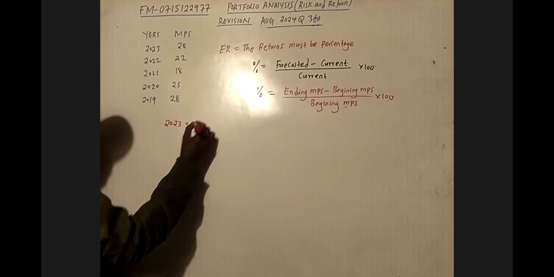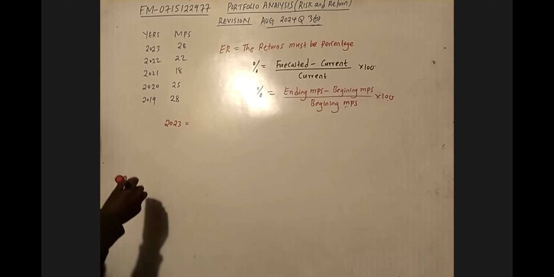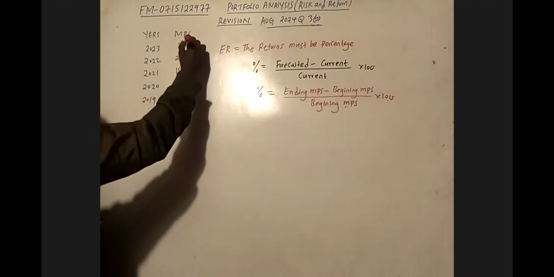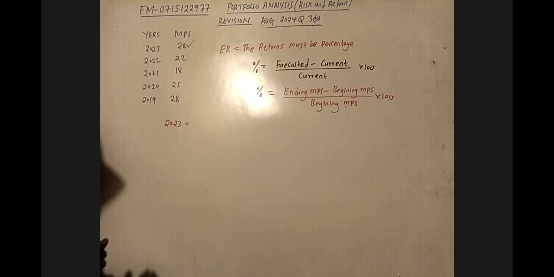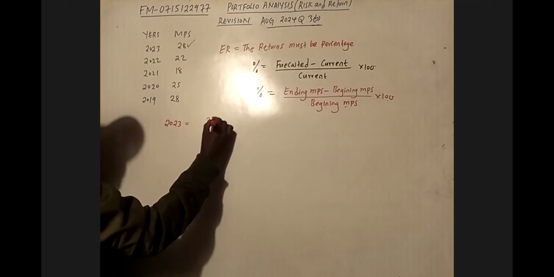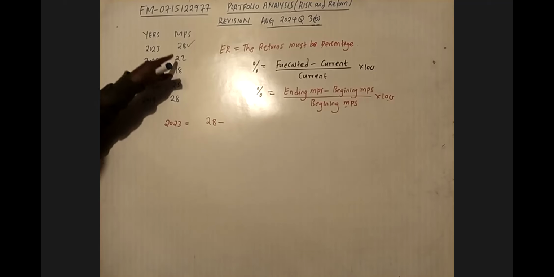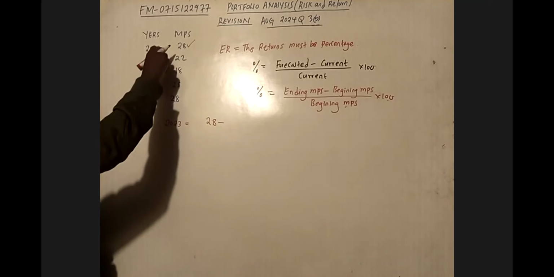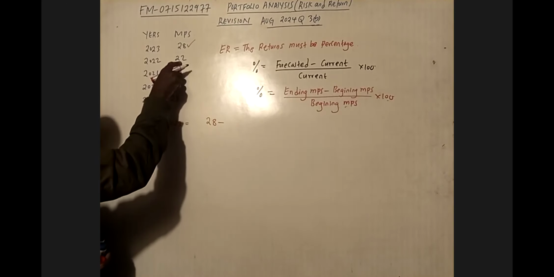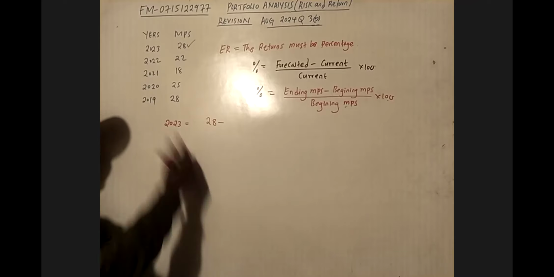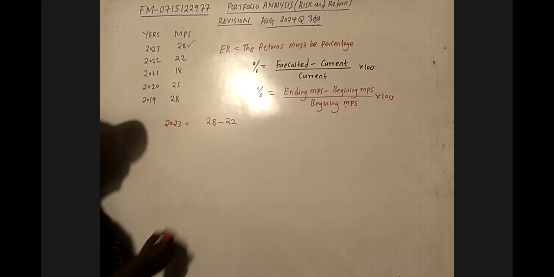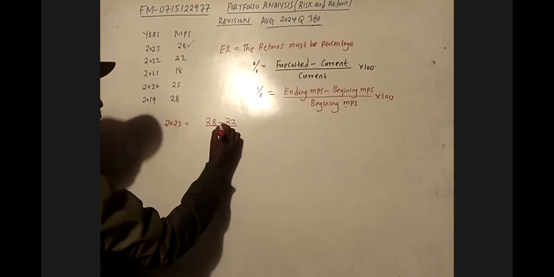Let us compute the percentage return. For 2023, what is the ending price? The ending price is 28. Now what's the beginning? The beginning price is 22, since 2022 is the beginning of 2023. The beginning of 2023 started at 22, but we finish 2023 at 28. So the beginning is 22, and you divide by 22 times 100.